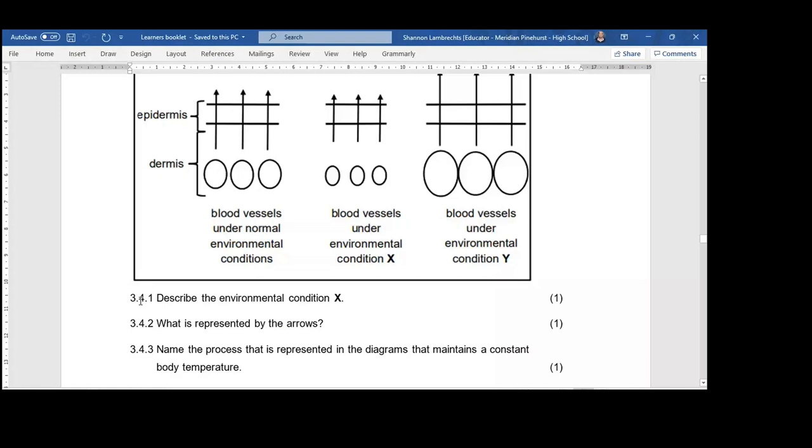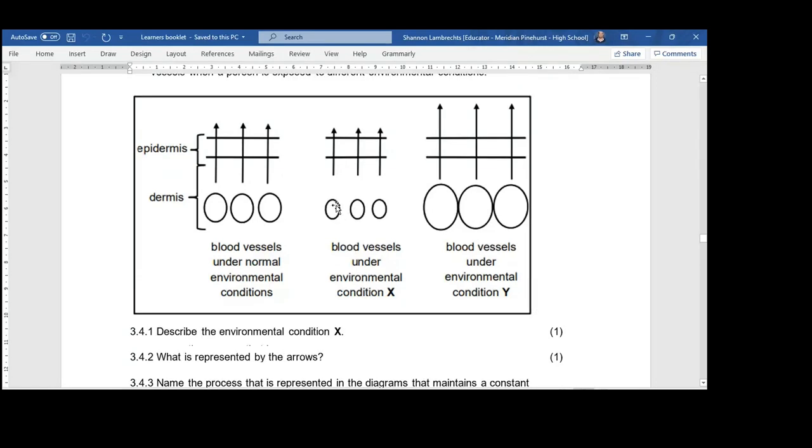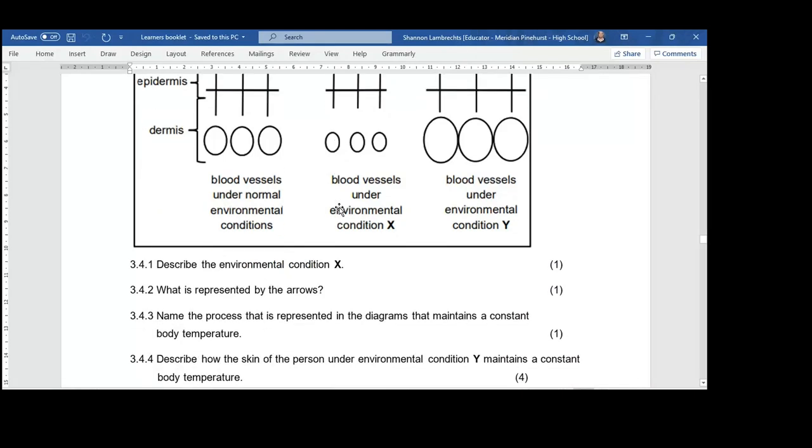So for the answer to 3.4.1, you must only focus on condition X. And as I explained, condition X would be cold. The reason for that is the blood vessels are narrow, or you are experiencing vasoconstriction. 3.4.2, what is represented by the arrows? The arrows represent heat being lost. That's just heat being lost normally. And then 3.4.3, I'll show the memo now.